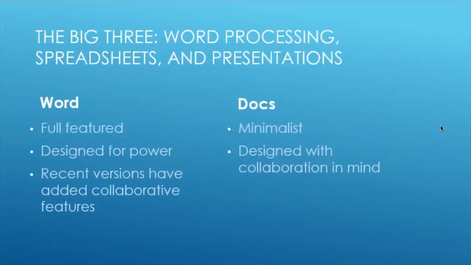Going on, we're going to cover the big three: word processing, spreadsheets, and presentations. I keep saying Word, PowerPoint, and Excel because those are the ones that we all use the most. In any business, those are the file types that people are going to need the most access to. So when it comes to word processing, we have the Microsoft product, which is Word, that everybody knows and is familiar with, and we have the Google product, which is Docs.